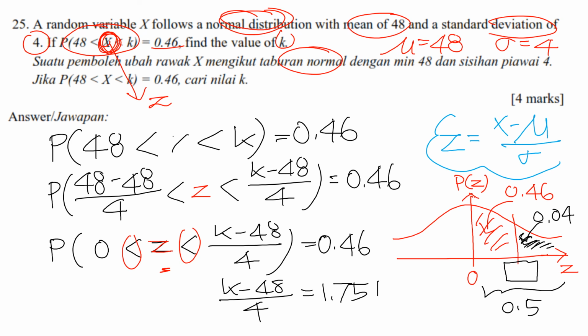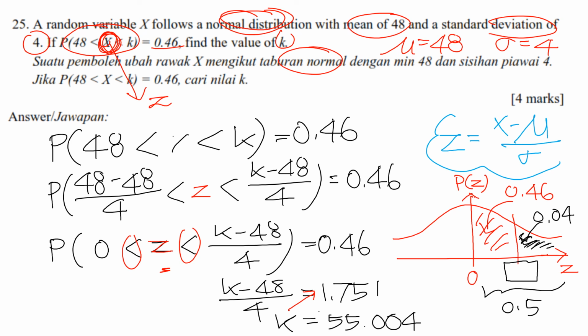Dan selepas itu, what do you do? Okay, selesaikan dia gunakan algoritma matematik biasalah. Cross multiply and then you tambah dengan 48, ikutkan jalan kerja. So your answer K should be 55.004. Okay, itu dia.